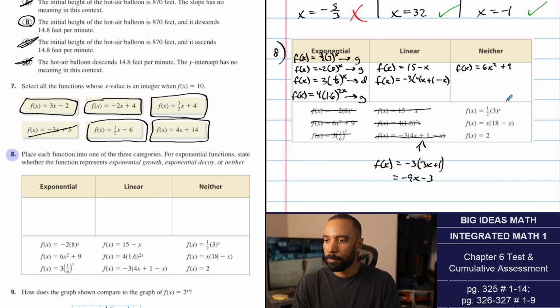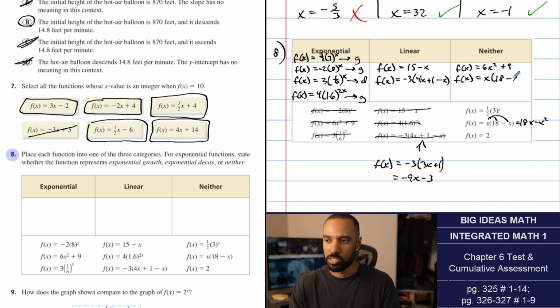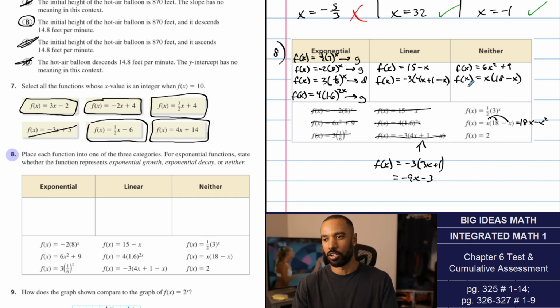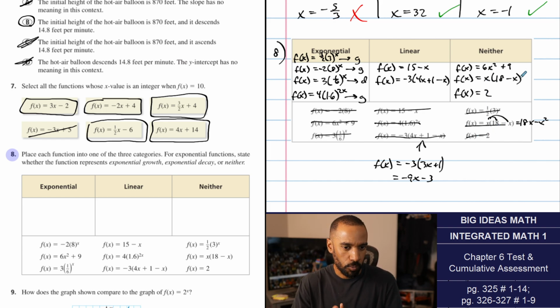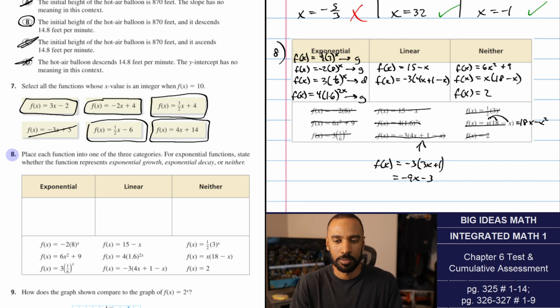The next one, if I distribute this x into here, I actually get 18x minus x squared. X squared is yet again another quadratic, so this is a neither case. So x times 18 minus x is a neither case there. The last one, f of x equals 2. This is one where it's a straight line, but it's a constant function. We don't call it linear, we call it constant. So that one's neither for that reason. I don't think they say explain why if it's not, but that's our neither case there.